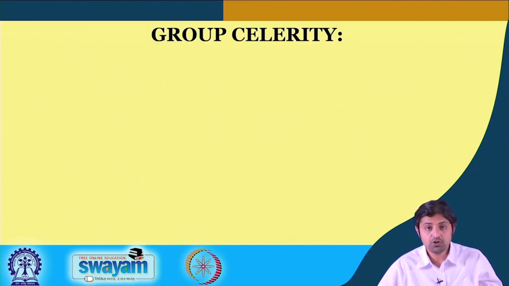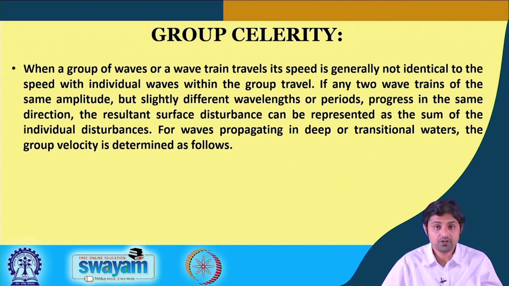Now there is something called group celerity, a very important concept. When a group of waves or a wave train travels, its speed is generally not identical with the speed of the individual waves. So if there is a group that is traveling, its speed is not going to be the same as when it was traveling alone. Our analogy is, if you run alone and if you run along with a group of people, taking everyone together, the speeds will be different.